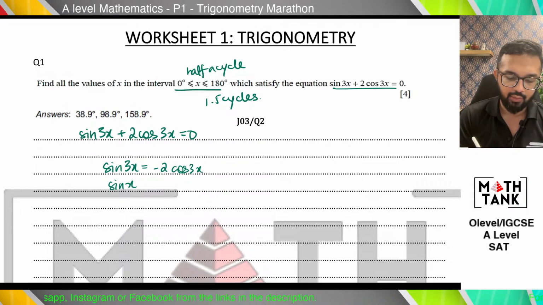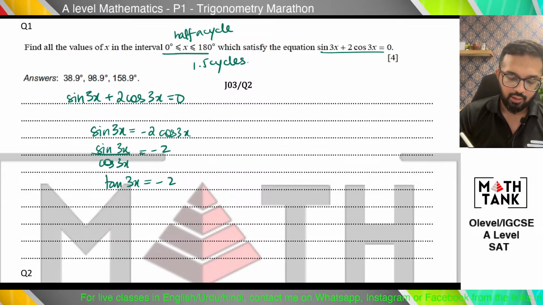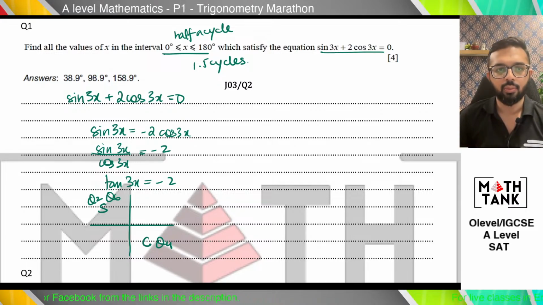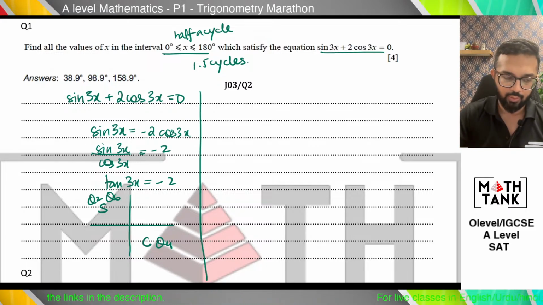So I have sine 3x over cos 3x equals minus 2. That gives me tan 3x equals minus 2. So where is tan negative? Tan is negative in S and C. So I get quadrant 2, quadrant 4, and then quadrant 6 as well, since I had to do 1.5 cycles. That is what I'm doing.